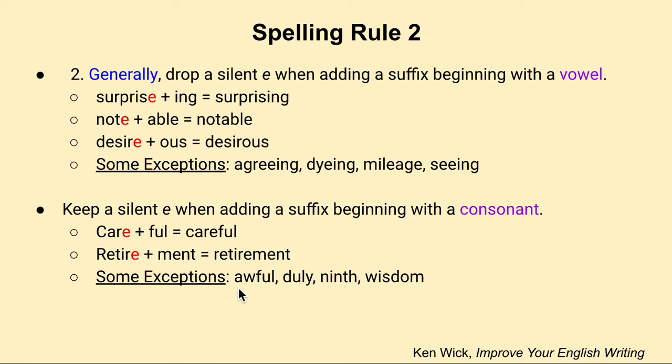And some notable exceptions: awful, duly, ninth, wisdom. Interesting. Because awe is A-W-E, duly, ninth, definitely here you would have had an E. Wisdom: wise plus -dom. So wise would have an E on the end. But these are some good general rules to know.